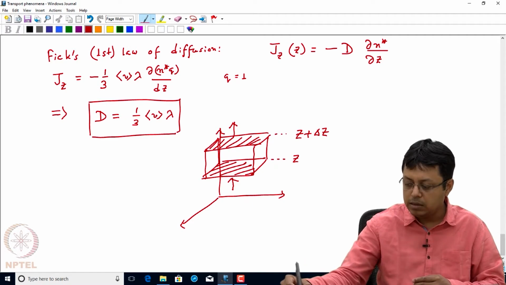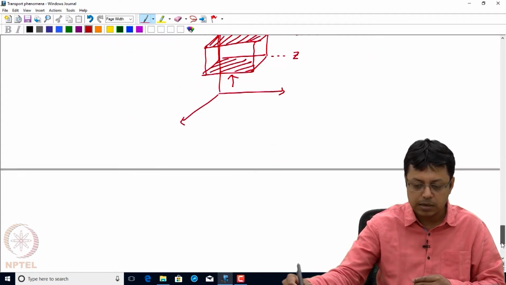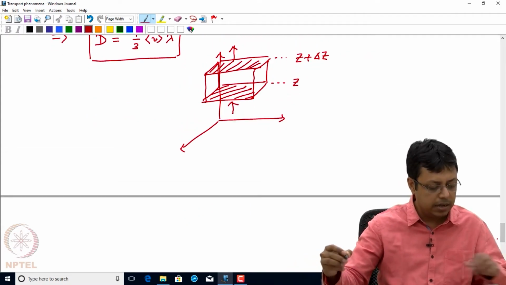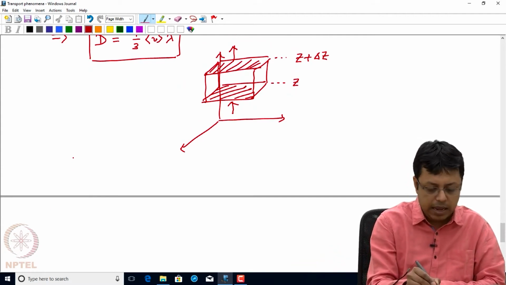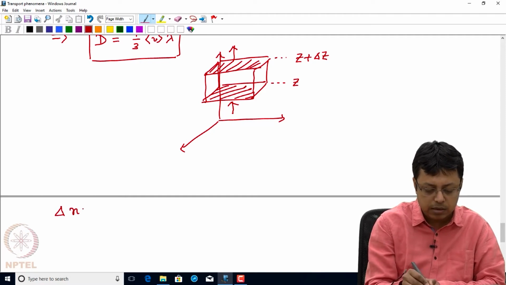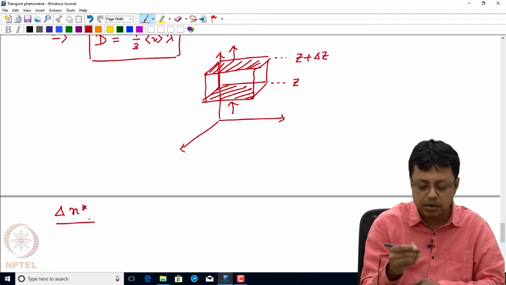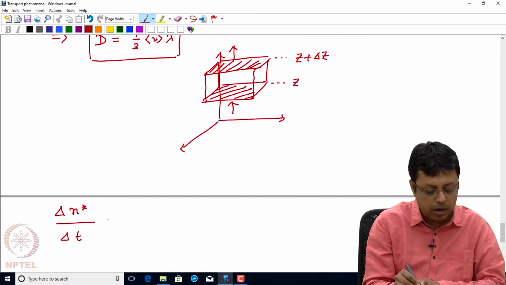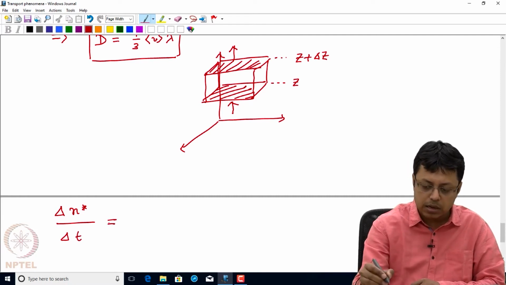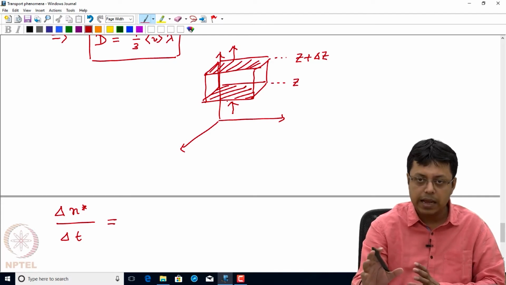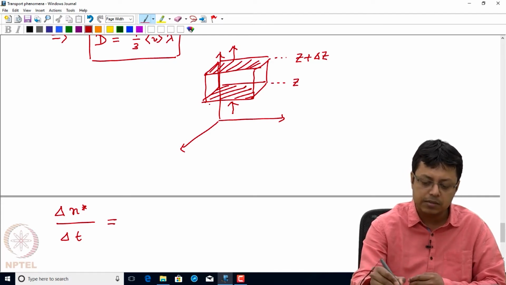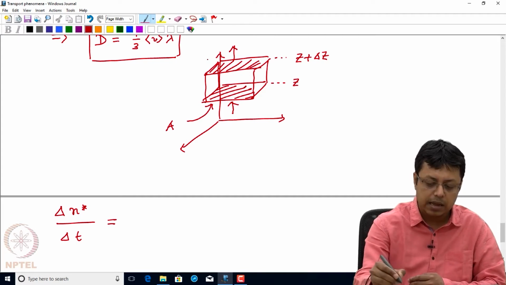So how do you calculate it? Let us do it very systematically. What I am saying here is that I want to calculate delta n star, because we are using n star notation, per unit time. Now what will it be? Suppose in this particular volume, again n star, remember, is a density, so you have to divide again. I will first calculate, suppose this surface has some area A, and for this also the area is A.